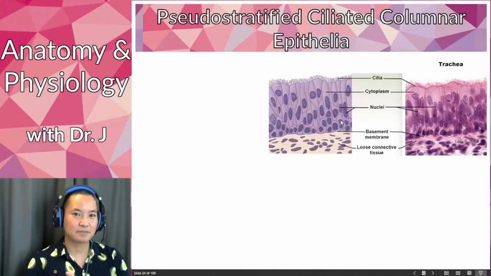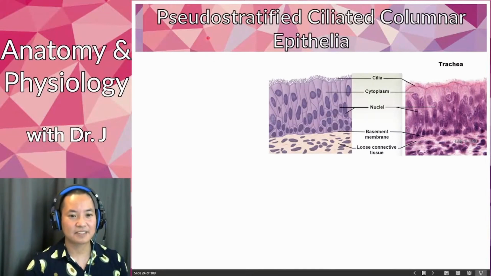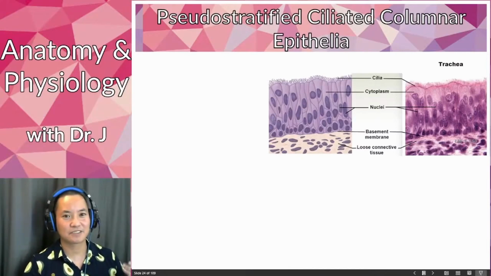So then what we have here is the pseudostratified ciliated columnar epithelia. So remember, strata means layer. Whenever you see this prefix pseudo, that means false. Like if you have a pseudo-intellectual, it's someone who sounds smart, but they're not actually smart. Or a pseudonym is a fake name you give to a creeper so that they don't track you down, and you say, oh yeah, by the way, my name is Kevin or something. That's what pseudonym means. So pseudo means false. Pseudostratified means it's actually not stratified.